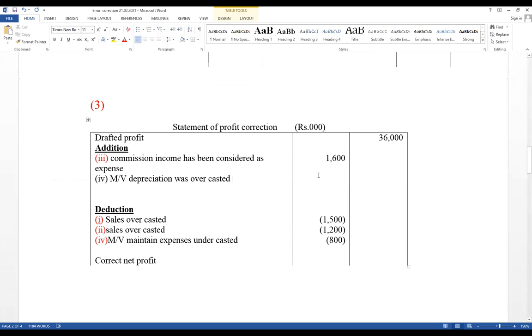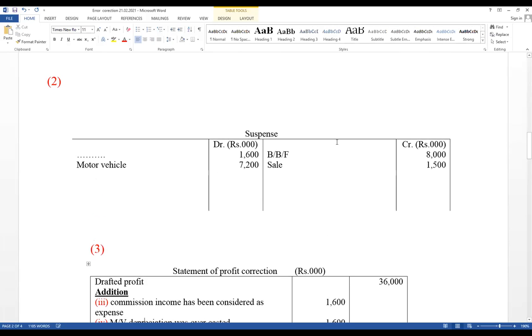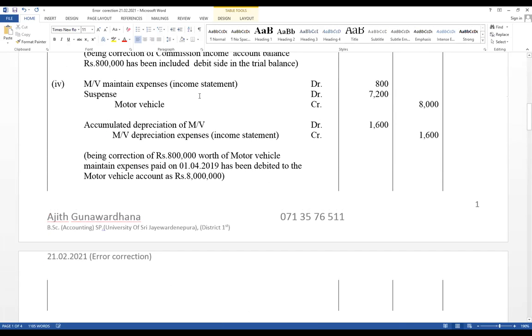Motor vehicle depreciation was overcasted. Therefore, effect for profit decrease, for correction should be added. Value equal 1,600. Think, there are three requirements: profit correction statement, suspense accounts, as well as double entry.